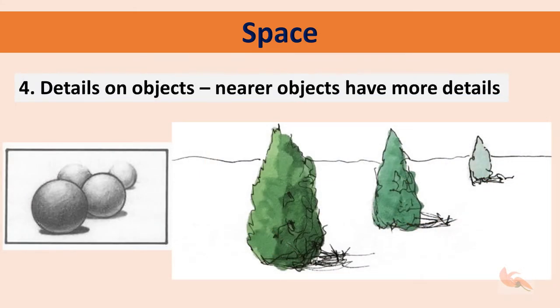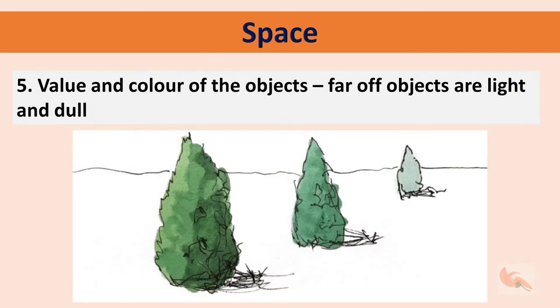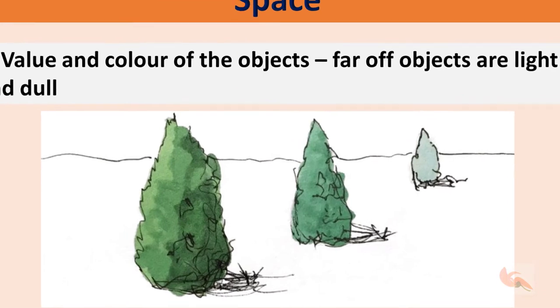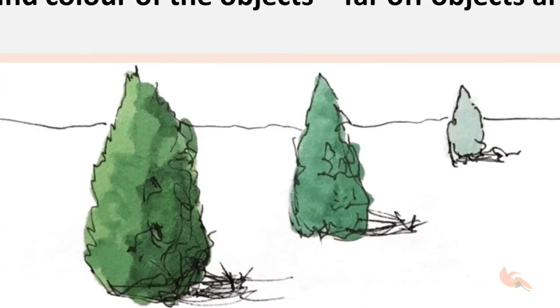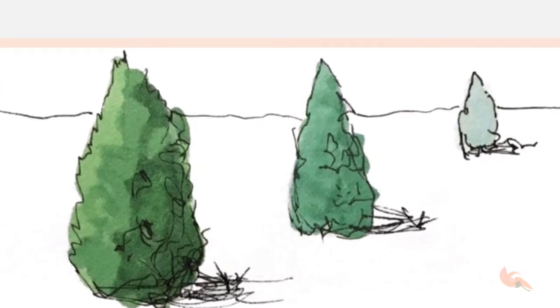The objects that are far away will have almost no detail or very few details on them, while those nearby will have clear and detailed structures. The value of the objects far off generally will be a bit lighter, but not necessarily. But it will be dull and a bit bluish in color. And those nearby will be brighter in color, and many times the value is slightly darker than what it is in the background.